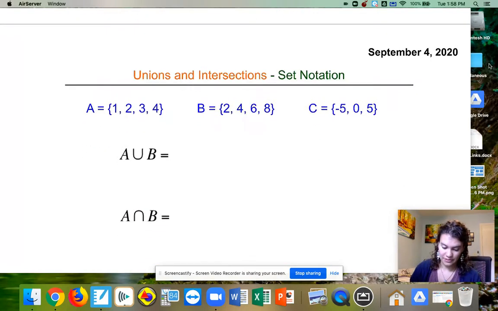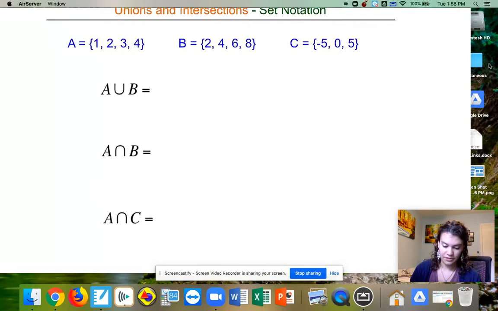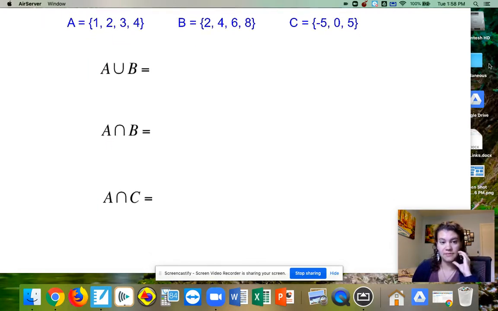All right, so some examples with this. Unions and intersections. So here we have some sets. A is 1, 2, 3, 4. B is 2, 4, 6, 8. C is -5, 0, and +5. So think through this, look at this, pause, and then write what these actually mean.